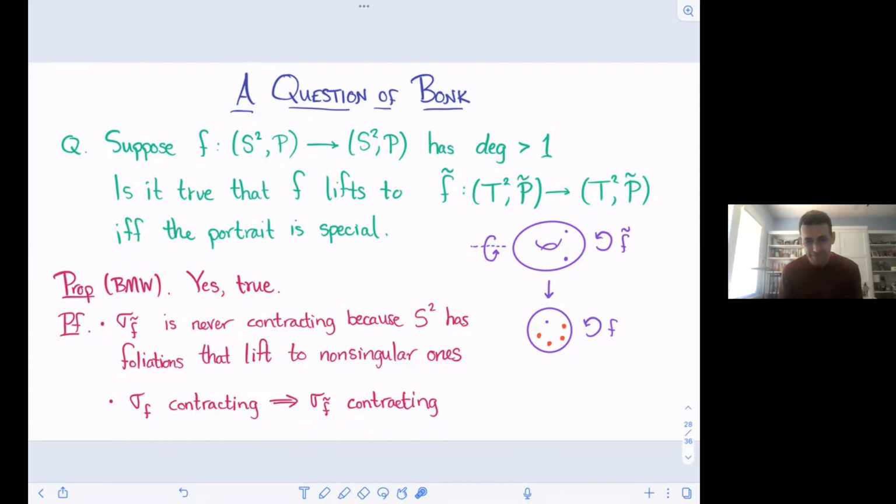Sorry, Dan, I have a question. It's not clear to me if one of these directions is clear and the other one isn't, or are both not clear, like a priori. Yeah, the part that was not known is the only if. If the portrait is special, then I see. You can just sort of construct these foliations manually somehow. Yeah, if the portrait is special, you always get an embedding of Teichmüller spaces. What's the point?